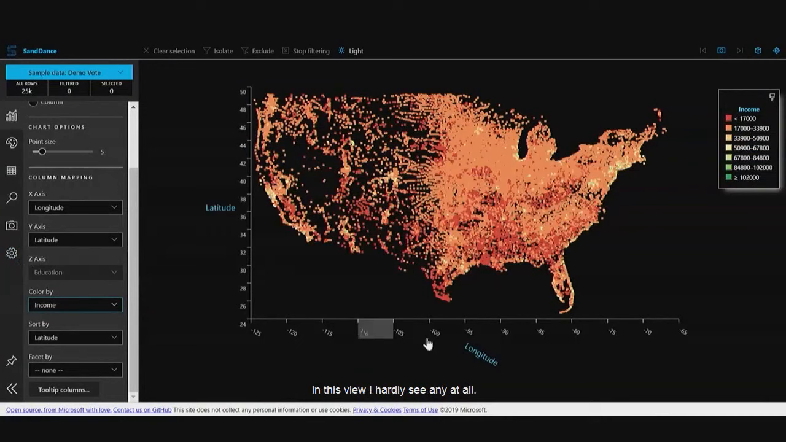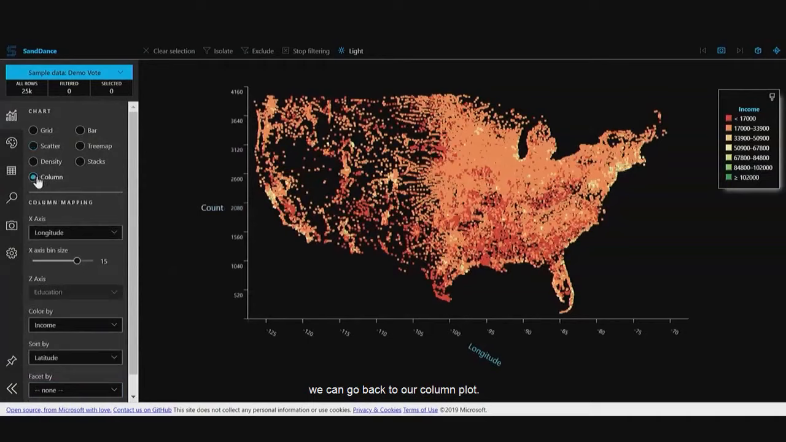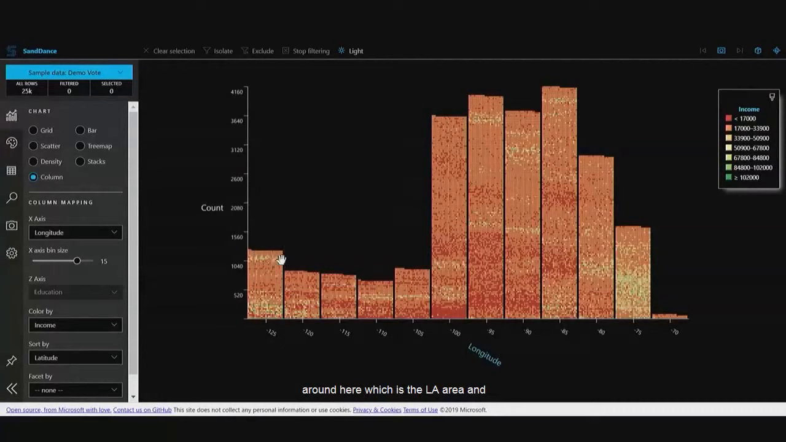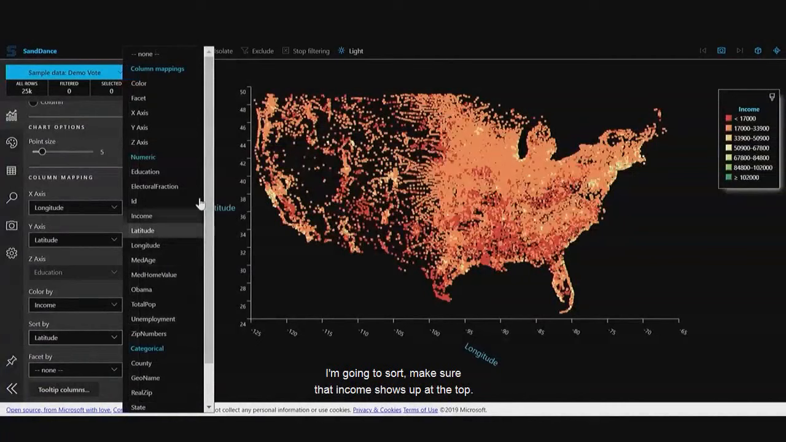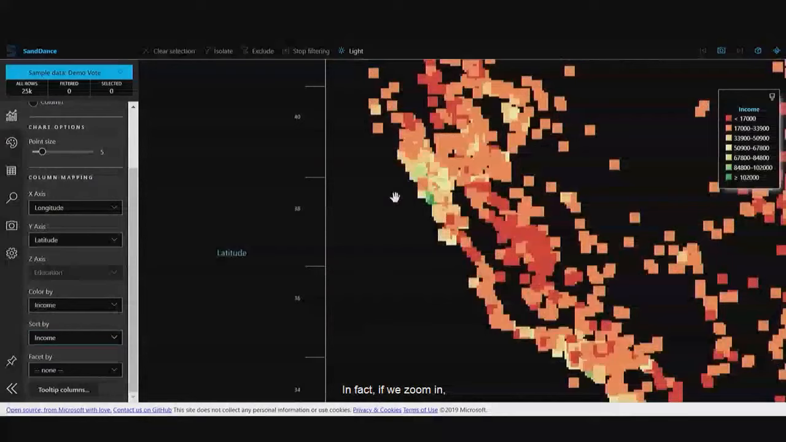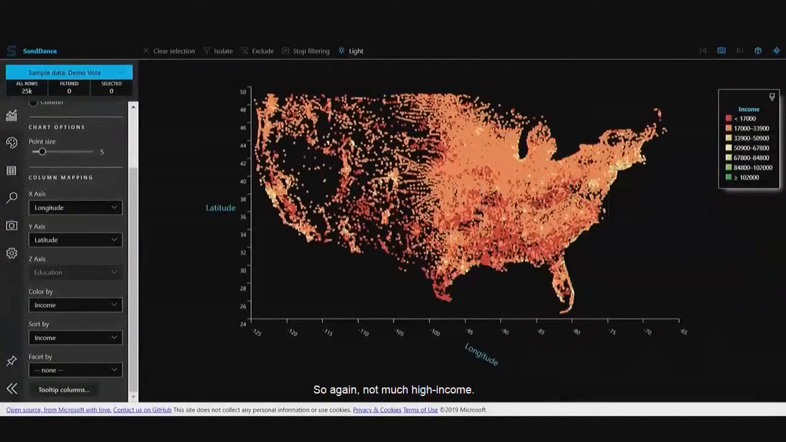So if we want to, we can go back to that column plot. And again, you can see maybe a little bit around here, which is the LA area and the Seattle area and a couple of other things in the Midwest. Again, let's go back to that scatter plot. And I'm going to sort, make sure that income shows up at the top. And again, you can see a little bit over here. And in fact, if we zoom in, you can see a few of those spots over there. So again, not much high income.